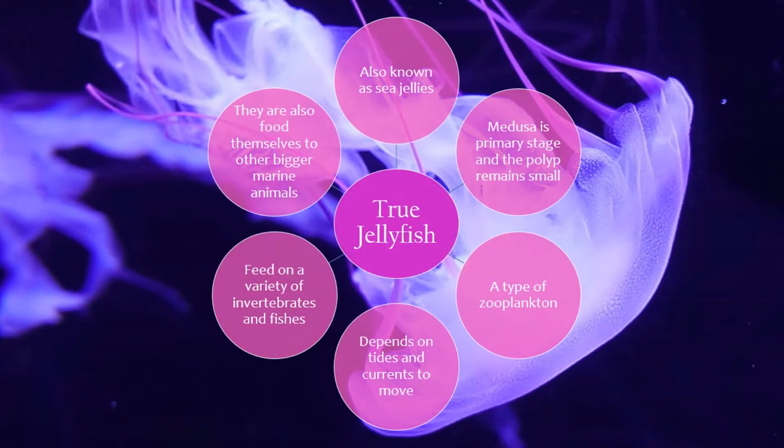The last one is true jellyfish. They are also known as sea jellies. Medusa is their primary stage and the polyp remains small. They are a type of zooplankton. They depend on tides and currents to move. They feed on a variety of invertebrates and fishes. They are also food themselves for other bigger marine animals.